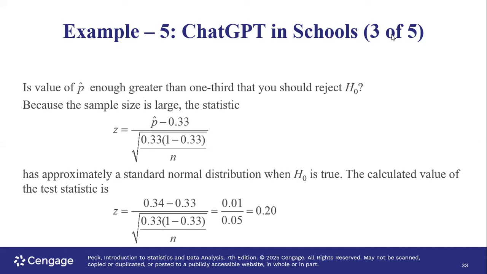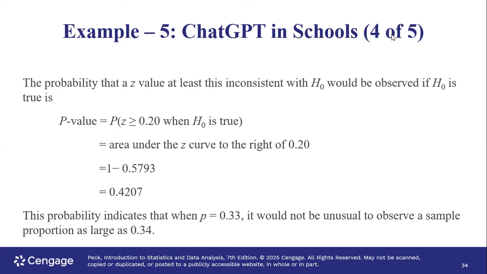Now we have to calculate the probability of obtaining a test statistic at least as extreme as 0.2. How do we do that? The probability that the z value is at least as inconsistent with H0 would be observed if H0 is true. Is the p-value the probability of a test statistic greater than 0.2? In our case it is 0.212. So what will we do? We have to calculate the area to the right of the test statistic, which is 0.2.